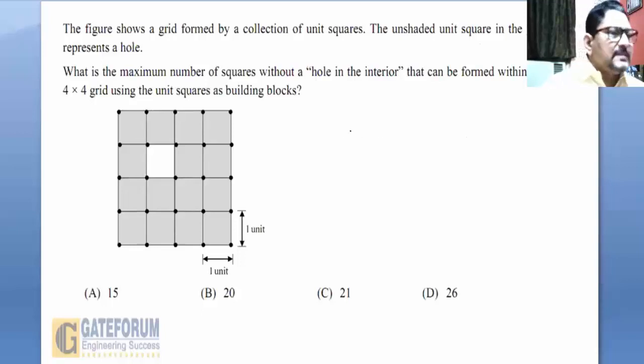The figure, as shown below, shows a grid formed by a collection of unit squares. The unshaded unit square in the grid, that is this whitish portion, represents a hole. What is the maximum number of squares without a hole in the interior that can be formed within the 4 into 4 grid? I hope you understand this is a 4 into 4 grid, right? Using the unit squares as building blocks. So how do we consider this?